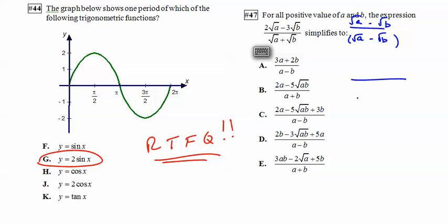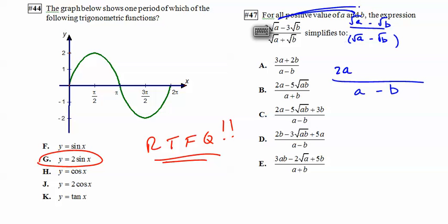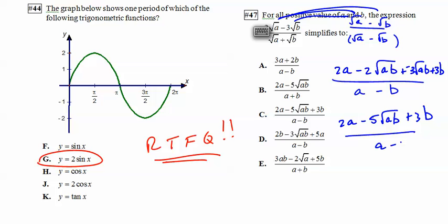So the bottom's the one I do first because I got to get rid of all my radicals. So I get a minus b. Cool. On top, it's going to take a little bit of time because I got to do all of them. First piece, 2a. Second piece, minus 2 root ab. Third piece, minus 3 root ab. Last piece, plus 3b. So 2a minus 5 root ab plus 3b all over a minus b. No, no, no. So 2 root a minus 5ab, there it is.